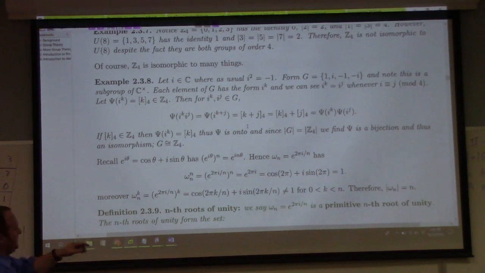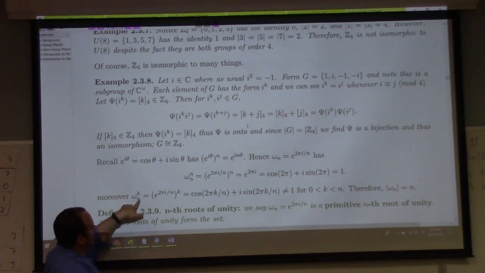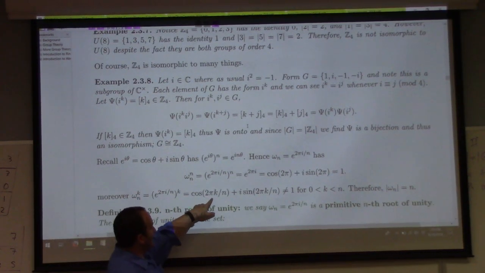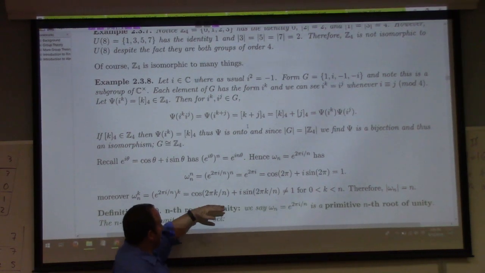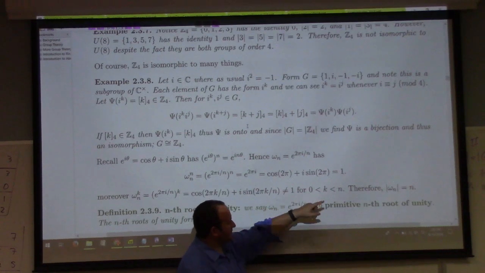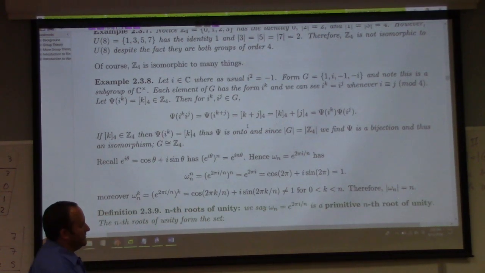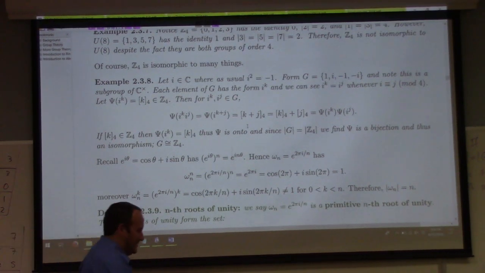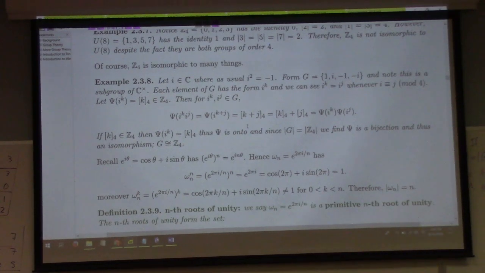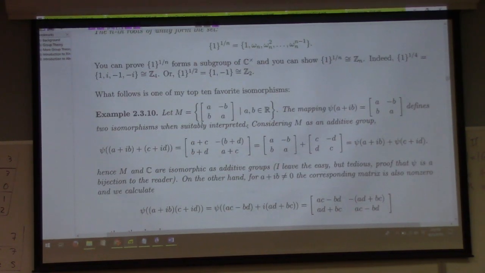This little argument right here: omega sub n to the k power is equal to cosine of 2 pi k over n plus i times the sine of 2 pi k over n. And I point out that that's not equal to 1 for 0 less than k less than n. Anyway, this was not my larger point here. We'll talk more about that another day, but what I wanted to say to end, I'm not done yet.